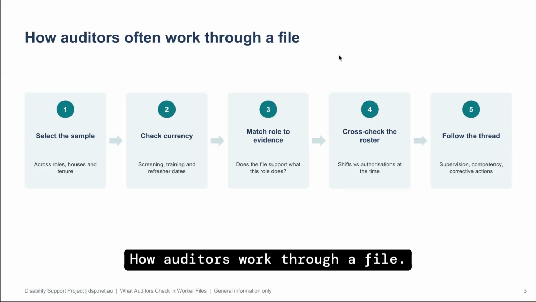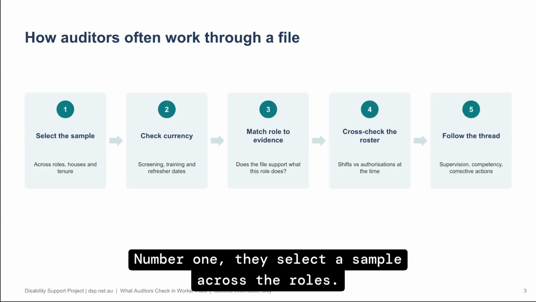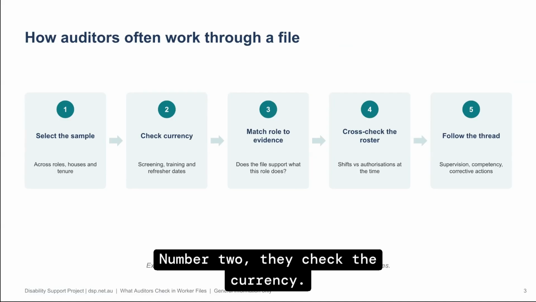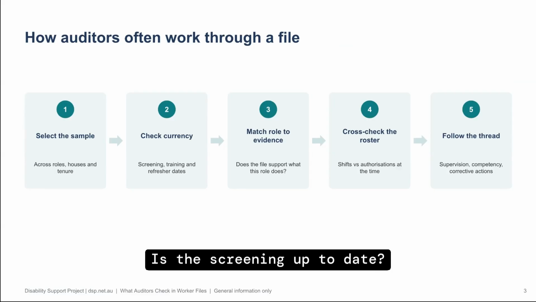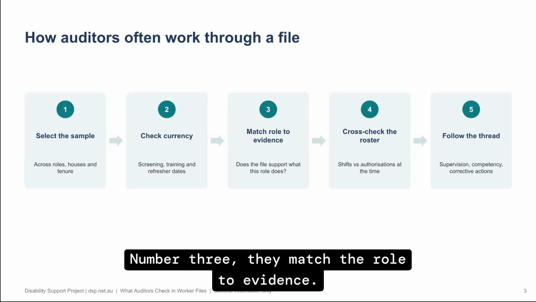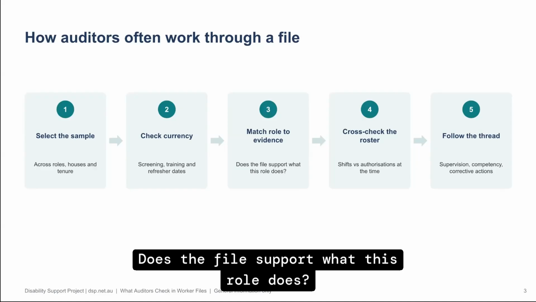How auditors work through a file. Number 1, they select a sample across the roles, across houses and tenure. Number 2, they check the currency. Is the screening up to date? Are the training and refresher dates easily sourced, and are they accurate? Number 3, they match the role to evidence. Does the file support what this role does?